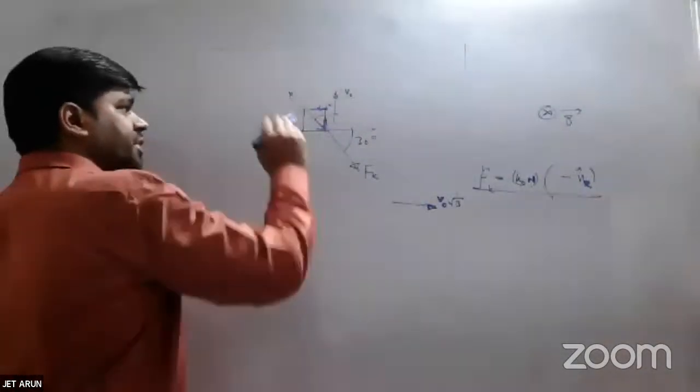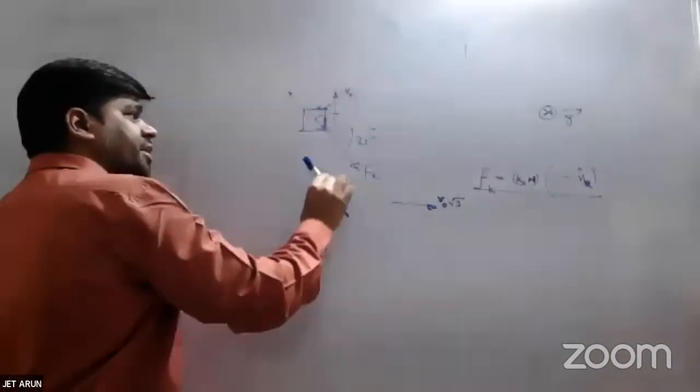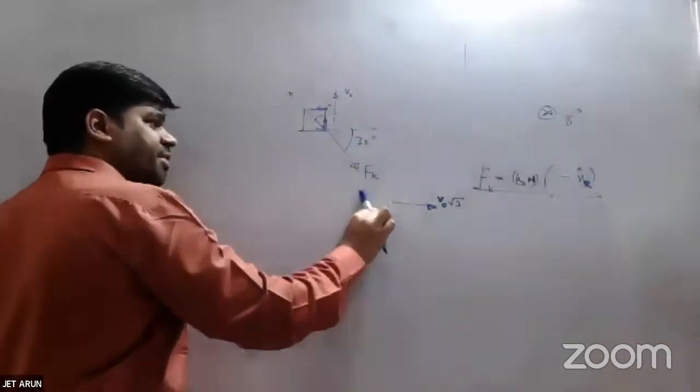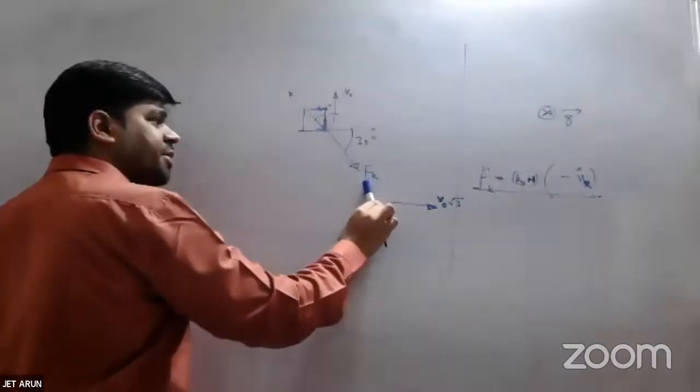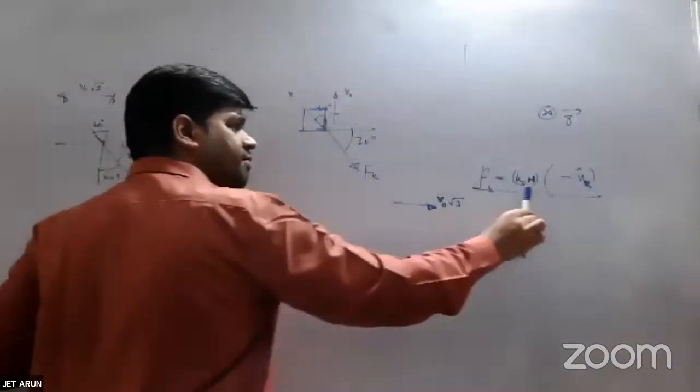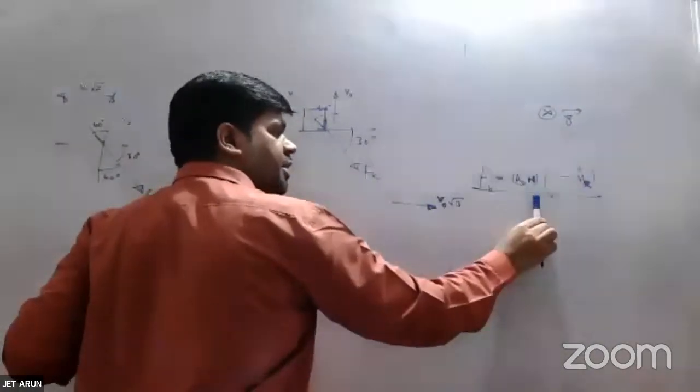So the relative velocity magnitude has changed, but the direction has also changed. The magnitude has changed, but my friction magnitude will not change because it is independent of the direction. It is independent of the magnitude of the velocity. It only depends on mu and normal reaction.